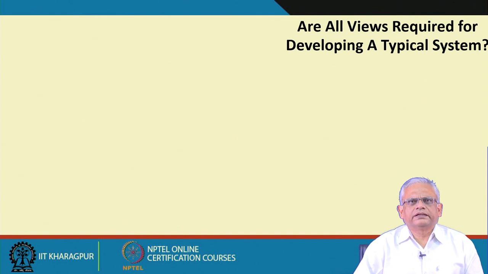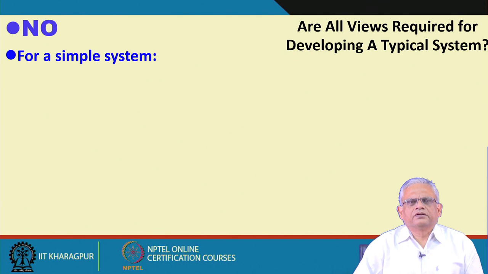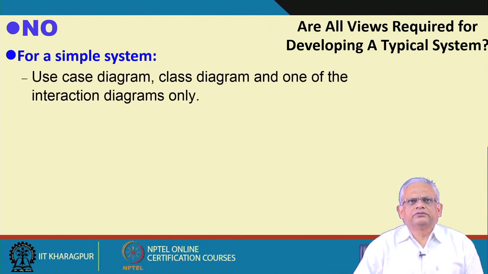Just to elaborate that, there are 5 views that we discussed in the last lecture, but are all the views required during the development of a typical system? The answer is no. For a simple system, the small examples that we will be doing, student assignments and so on, only the use case diagram, class diagram and one of the interaction diagrams are sufficient.